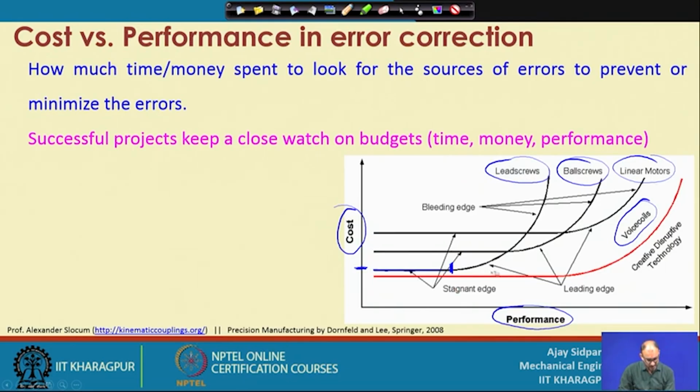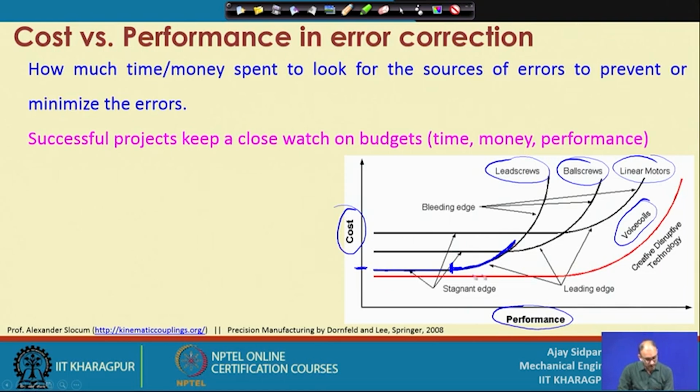Then what happens is that this particular line increases. Now, you are not getting performance free of cost. Now, cost also increases with increasing those types of sensors and other accessories which you are installing into the machine. So, it is also one of the limitations.